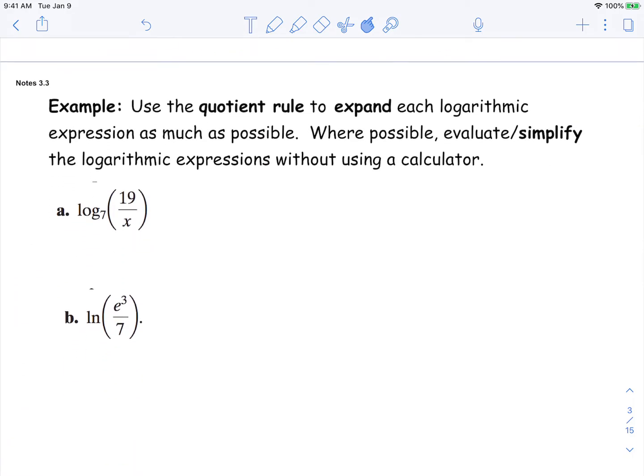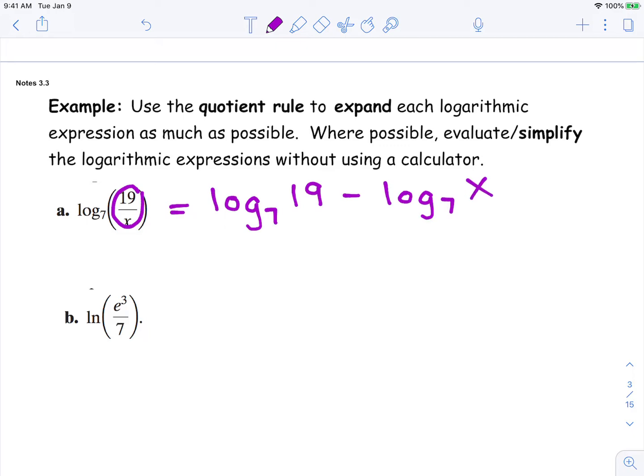The next set of examples is using our quotient rule to expand. So there is division happening here. So we can use our quotient rule and subtract the two logarithms. Second example, using your quotient rule, natural log, exponential, base e, subtract natural log 7.